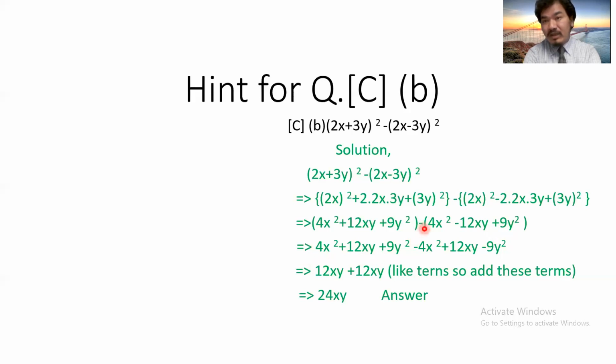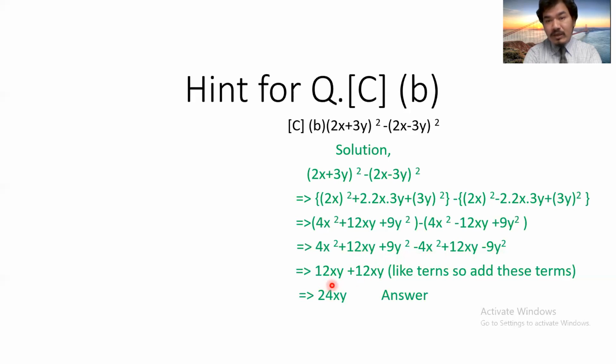That's why I have shown this as a hint. This minus sign will multiply with each term of this bracket. Minus into plus, this is minus 4x square. Now minus into minus is plus 12xy. Then minus into plus is minus 9y square. Here look, 4x square minus 4x square is 0, and 9y square minus 9y square is also 0. Now 12xy is left, here plus 12xy, here also plus 12xy.